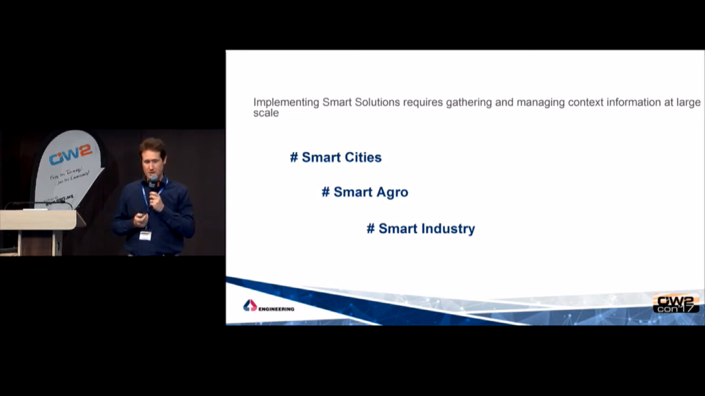So today we speak about smart cities scenarios, smart agriculture scenarios, smart industry scenarios. And we of course have to retrieve and manage context information at a large scale. Suppose, for example, you have a crop and the humidity of the ground is high. It doesn't make sense to water the crop, of course. If you water the crop when the humidity is high, it's like you are washing your car during a rainy day.